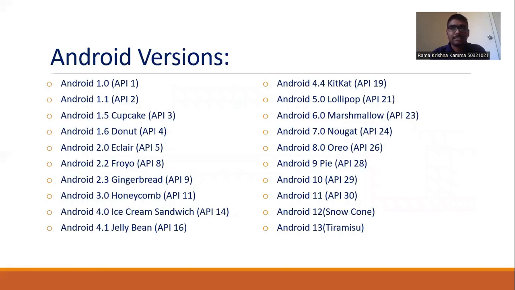Coming to the Android versions, which will be much more interesting for the topic. The Android era started in 2008, and it updates very frequently. Suppose Android 1.0, 1.1, 1.5, 1.6, they have different names like cupcake, donut, eclair, gingerbread, honeycomb, ice cream sandwich, jelly bean, Kit Kat, lollipop, marshmallow, nougat, Oreo, pie, so many different names are available.